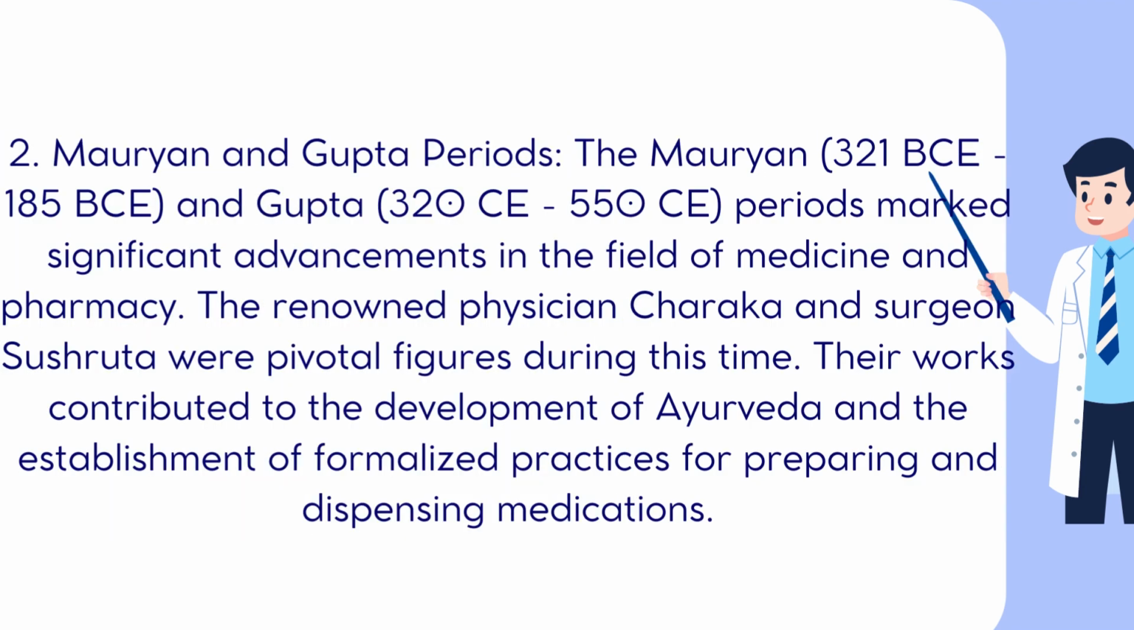During Mauryan and Gupta periods, the Mauryan, 321 BCE to 185 BCE, and Gupta, 320 CE to 550 CE, periods marked significant advancements in the field of medicine and pharmacy. The renowned physician Charaka and surgeon Sushruta were pivotal figures during this time. Their works contributed to the development of Ayurveda and the establishment of formalized practices for preparing and dispensing medications.